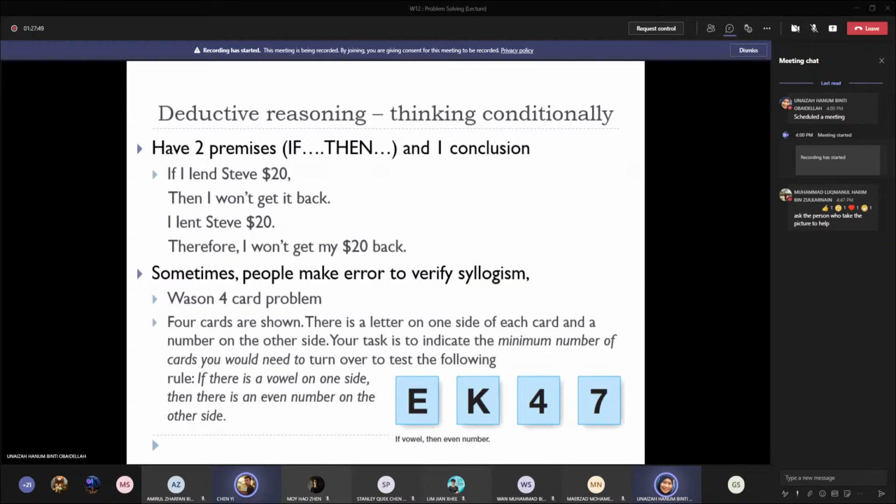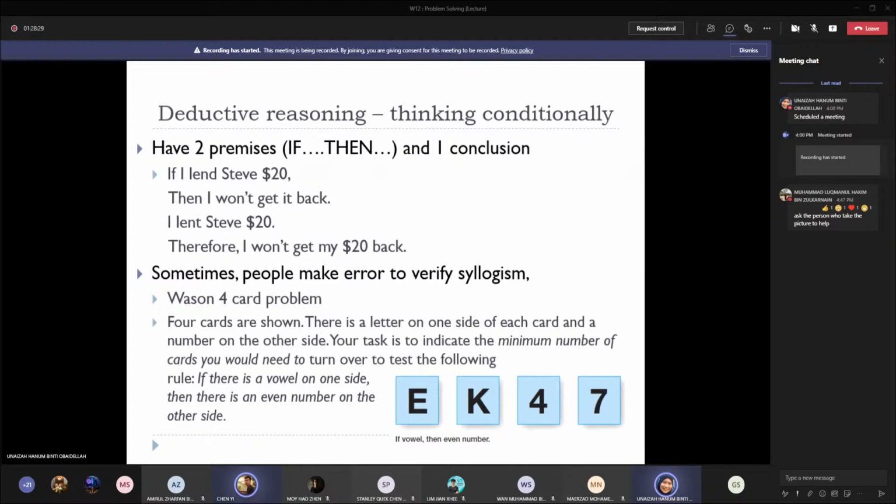Just turn the vowel and the 7, because you want to prove that if it's a vowel, then the opposite must be an even number. The reason you turn 7 is to make sure that the letter behind the 7 is not a vowel, because if it is a vowel, then it contradicts the rule. But you don't need to turn the 4, because even if behind the 4 is a consonant, it does not contradict the rule, because it says a vowel on one side, right? Yes. And how about K?